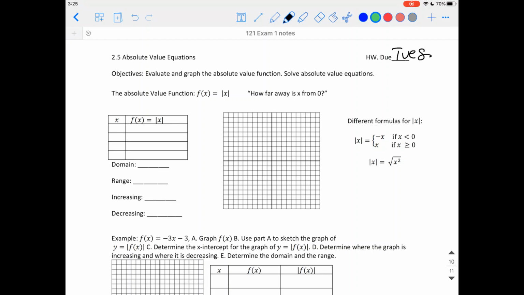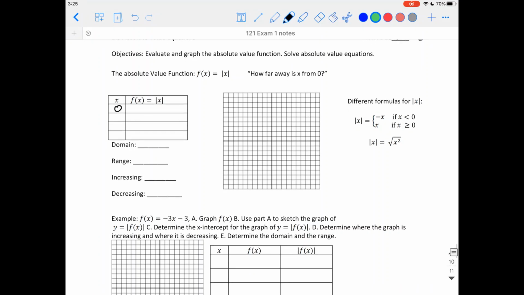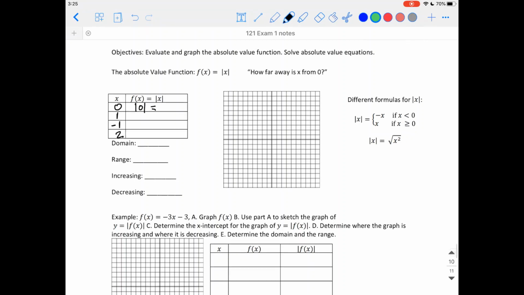And that is technically asking you how far away is x from 0, regardless of in what direction. So I'm going to make a table. So I'm going to pick 0, 1, -1, and 2. So the absolute value of 0 is how far away is 0 from 0? It is 0.